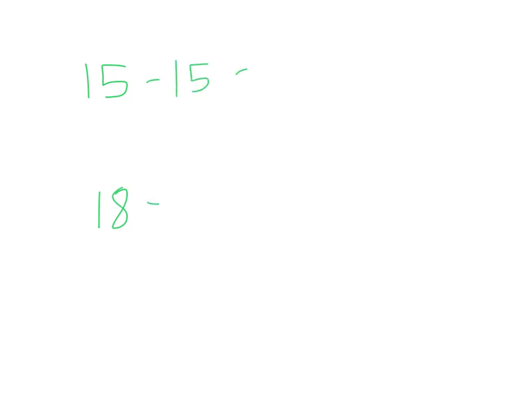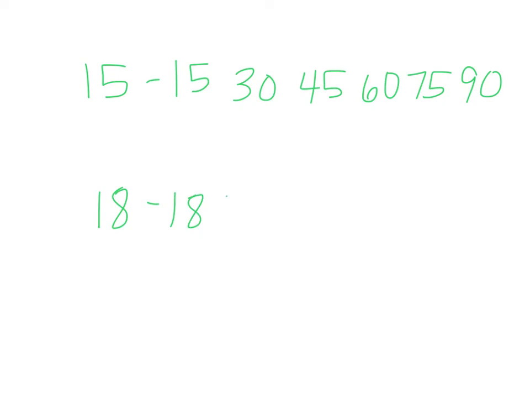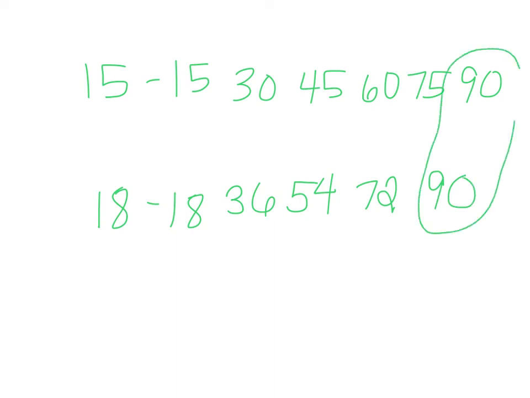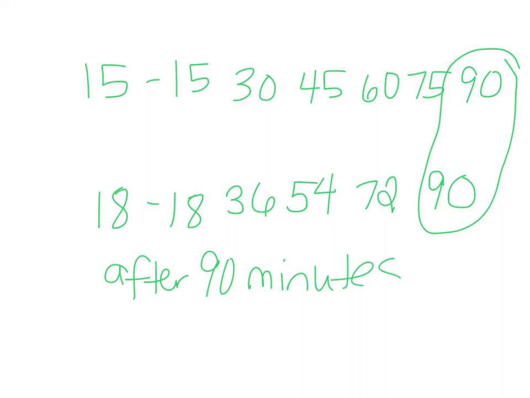So 15, 30, 45, I'm just multiplying 15 by 1, 2, 3, and so on. 60, 75, 90. Okay, let's see 18. 18 times 1 is 18. 18 times 2 is 36. 18 times 3 is 54. 18 times 4 is 72. And 18 times 5 is 90. And look, 90 and 90 are the same. So after 90 minutes, they will be at the same spot again.